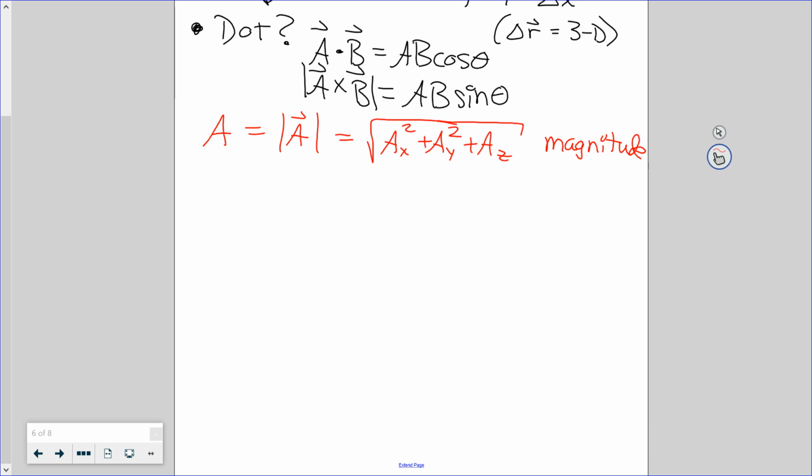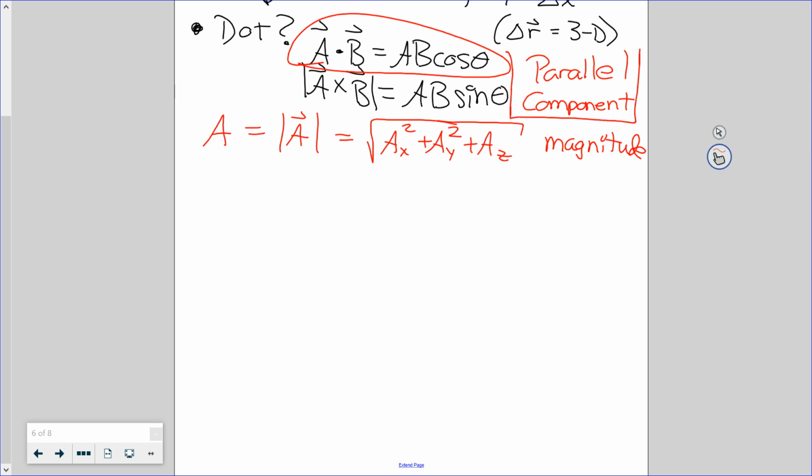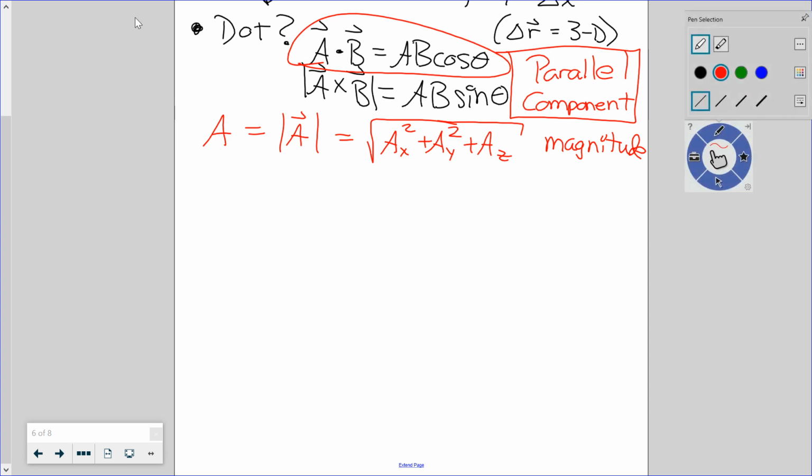Okay. Now, there's a lot of angles that show up in these equations. Cosine theta of some angle. Okay. What the dot product really means is I want the parallel component. I'm going to take the component of either one, but let's say I start with vector A. I want to take the parallel component of vector B and multiply their magnitudes. And here's what that looks like in vectors, right? The words are really hard to understand.